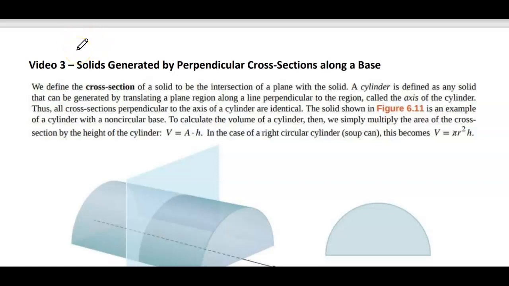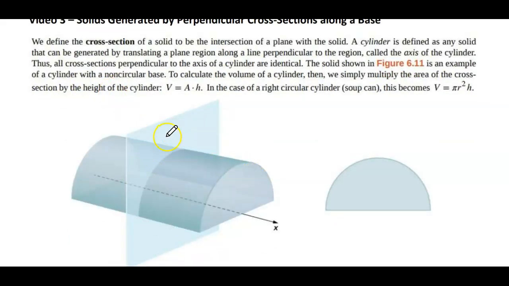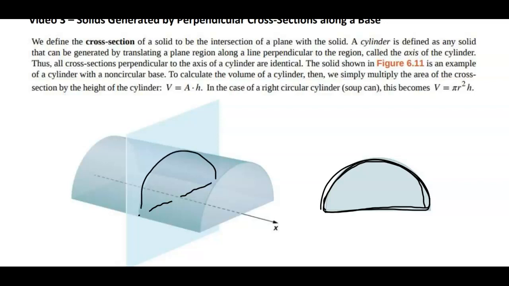All right, our next volume that we're going to look at is when you have perpendicular cross sections along a base. So we call a cross section the intersection of a plane with the solid. If you had a cylinder, and let's say you only have half of it so that it can lay nice and flat, the cross section of that half cylinder would be a semicircle, right?